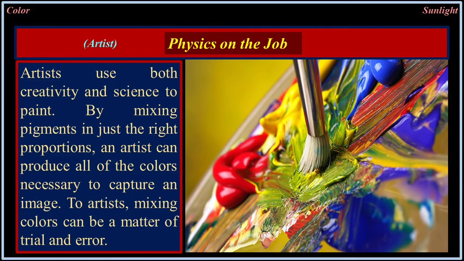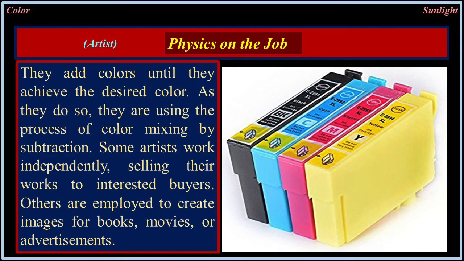Artist, physics on the job. Artists use both creativity and science to paint. By mixing pigments in just the right proportions, an artist can produce all the colors necessary to capture an image. To artists, mixing colors can be a matter of trial and error. They add colors until they achieve the desired color. As they do so, they are using the process of color mixing by subtraction. Some artists work independently, selling their works to interested buyers. Others are employed to create images for books, movies, or advertisements.